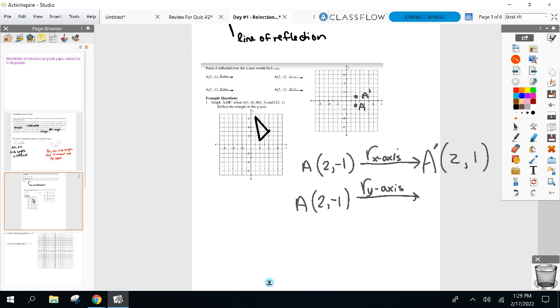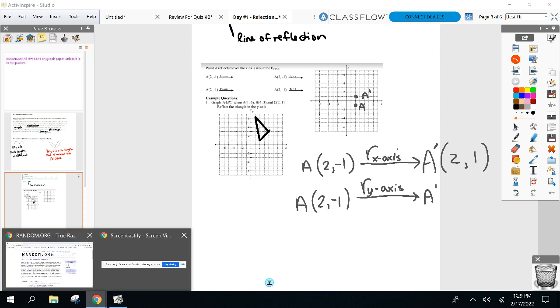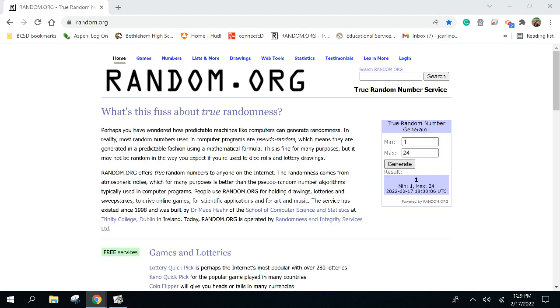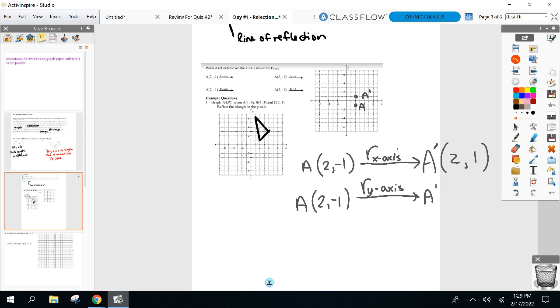So now do the same thing. Distance stays the same. Y-axis, how far is A away from your y-axis? 1? Meg, how far is A away from the y-axis? 2 units. So I need to make sure distance stays the same, and I go another 2 units to the other side.